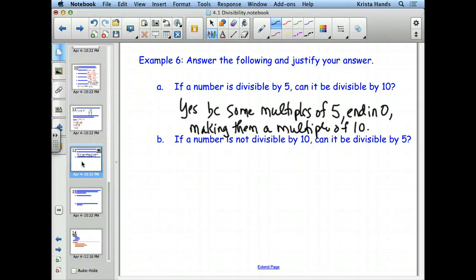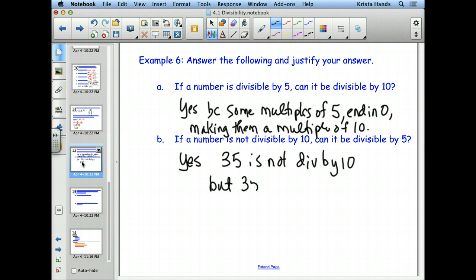If a number is not divisible by 10, can it be divisible by 5? Yes, it can. Can you give me an example? Okay, so can you give me one? 35. 35 is not divisible by 10, but 35 is divisible by 5.